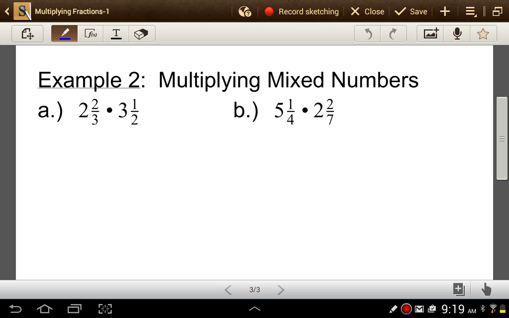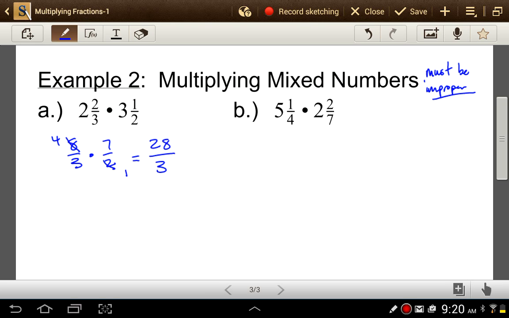Okay, in example 2, multiply mixed numbers. Unlike adding, where you can add the whole numbers and then add the fractions, in multiplying mixed numbers, you must turn them into improper fractions. You have to take that step of turning them into improper fractions. So in A, I'm going to do 3 times 2 is 6, plus 2 is 8, so that's 8/3 times 7/2. I'm going to look for my cross-canceling, and look, 3 and 7, no. 8 and 2, yes. 8 divided by 2 is 4. 2 divided by 2 is 1. Now I can multiply. 4 times 7 is 28. 3 times 1 is 3.